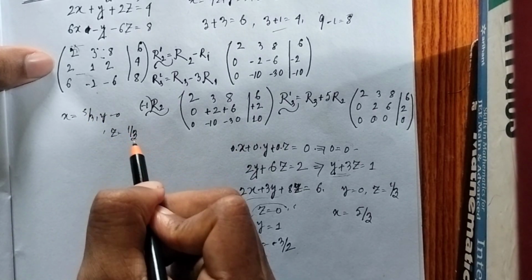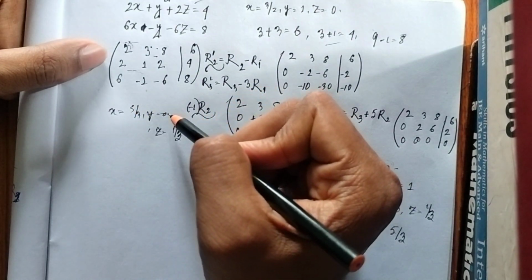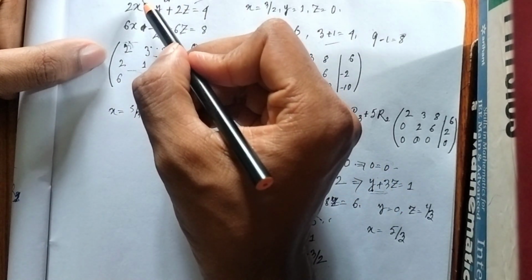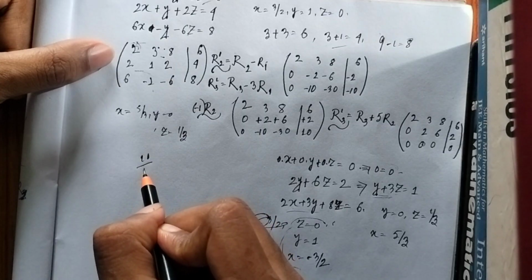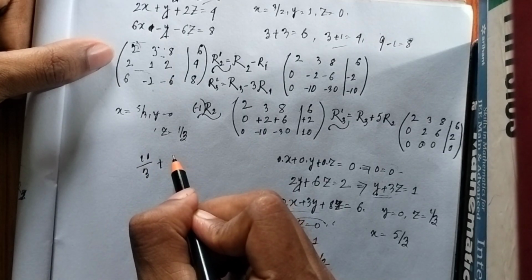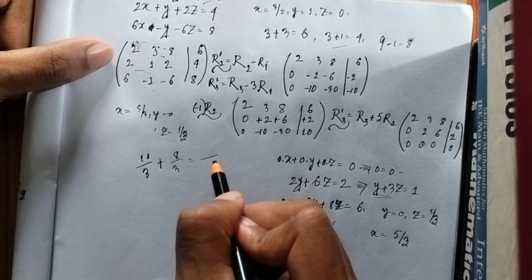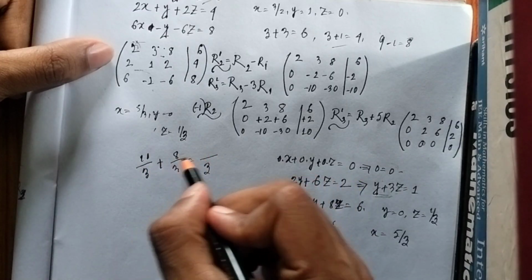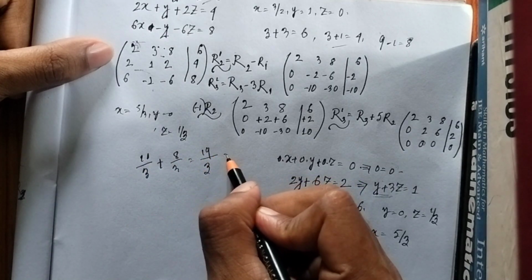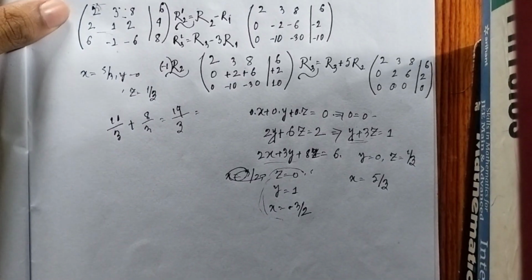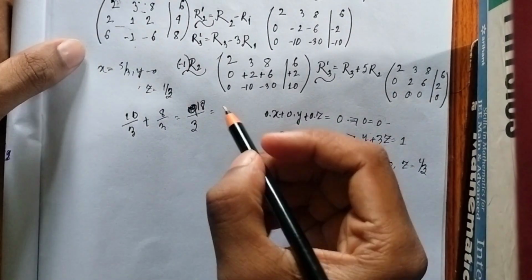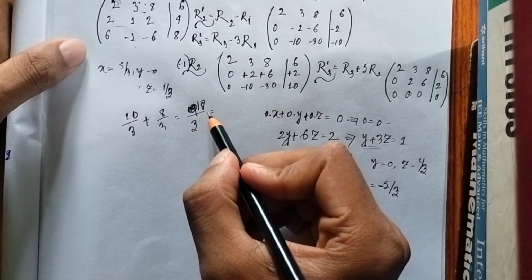Now let's try to match them. So y equal to 0, x equal to 5 by 3. That means 10 by 3, and y equal to 0, z equal to 8 by 3. So ultimately this is going to be 19. In this case, maybe we made a calculation mistake, so let me check once more. Everything is right, I just made a mistake here. So this is going to be 6.